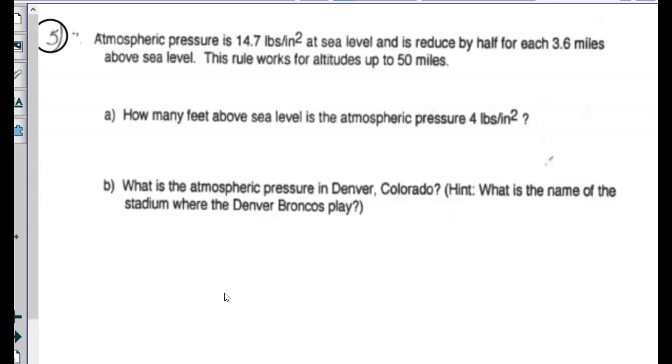Number 5 is a little bit like the one we were just doing. It says the atmospheric pressure is 14.7 pounds at sea level and is reduced by half for each 3.6 miles above sea level. This rule works for altitudes up to 50 miles. So we're supposed to write in a formula here. At sea level, the initial pressure, this is n sub 0, is 14.7.